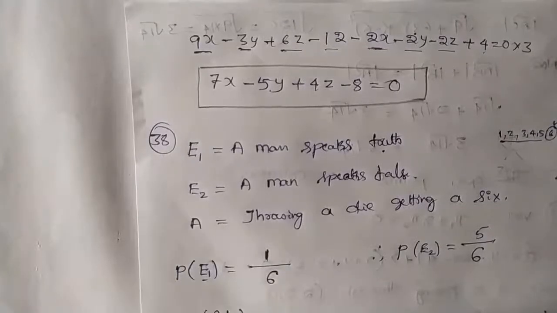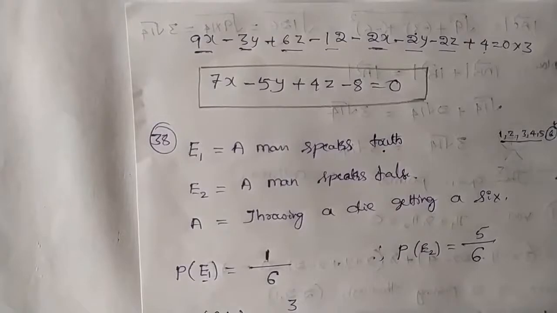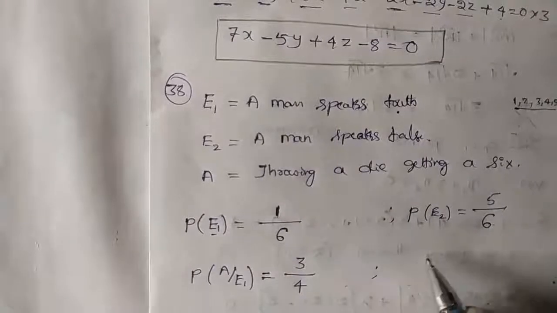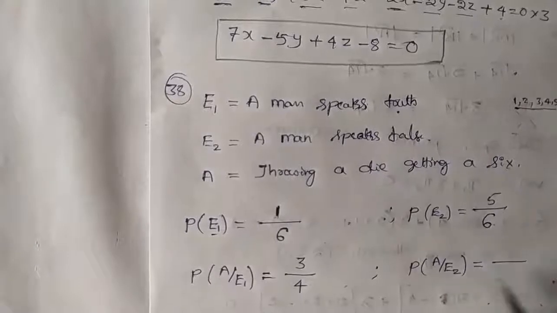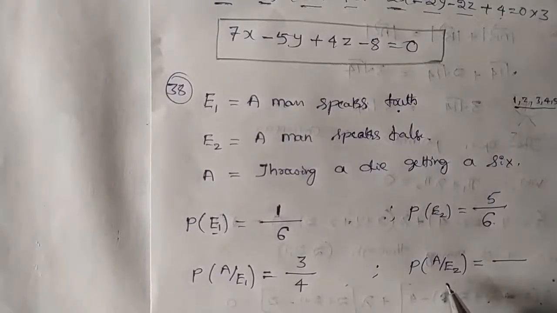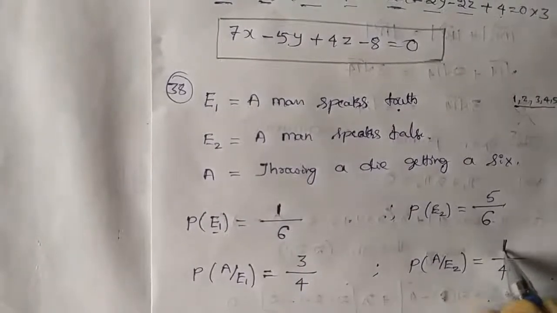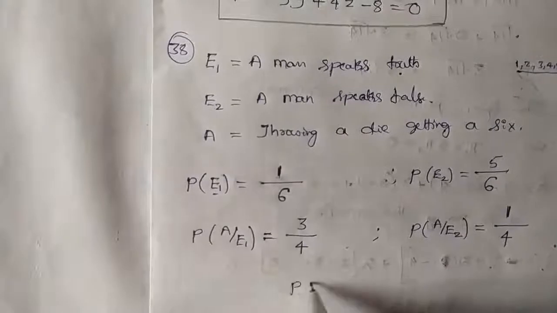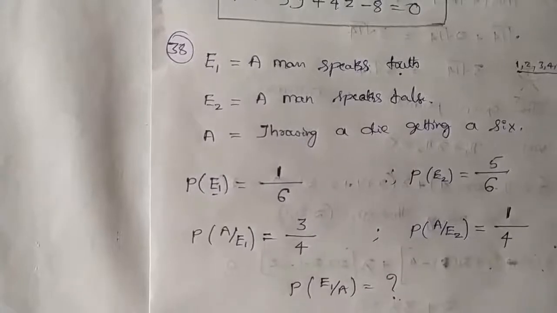Next, probability of the event A when E1 has already occurred. It is already given that a man speaks 3 out of 4 times. If he speaks 4 things, 3 are truth. Next, probability of the event A when E2 has already occurred, which means the probability of that person saying false. If he talks 4 things, he speaks 1 false thing. Now we have to find the probability of the event E1, given that A has already occurred. This we have to find.